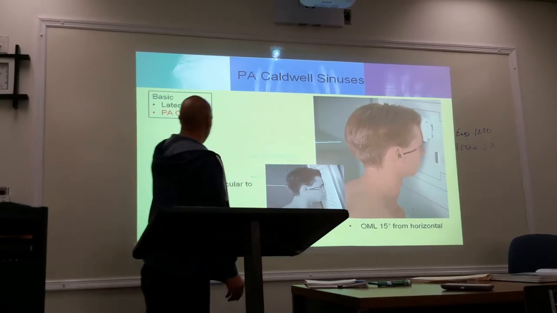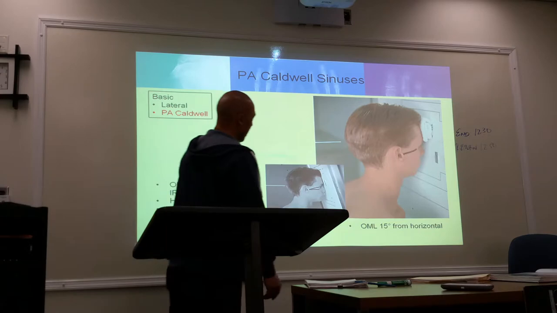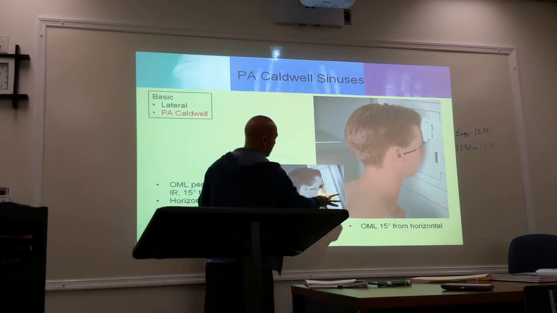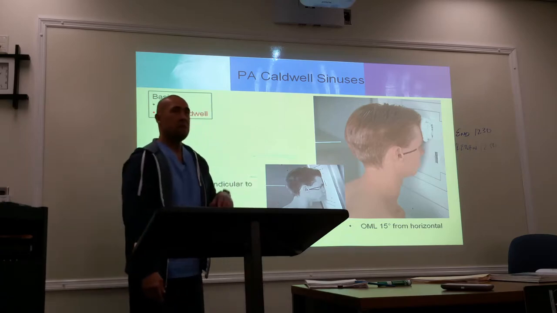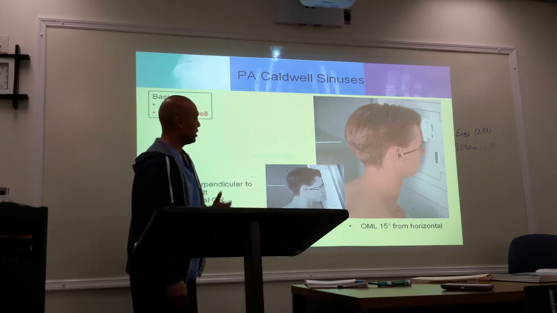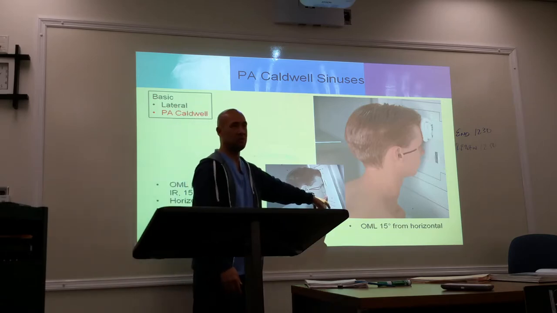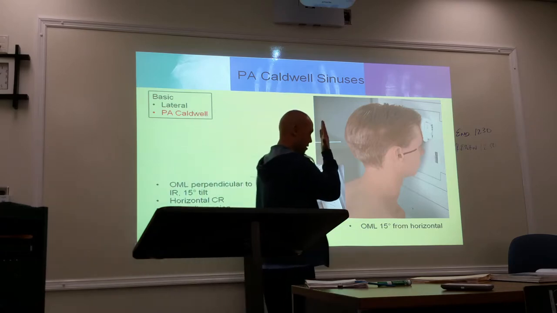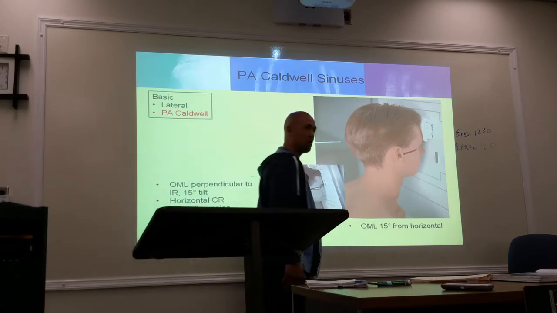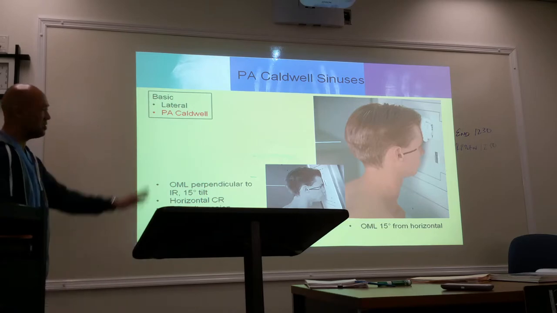So what we're trying to do here is place the OML perpendicular to the image receptor. There is a version where they use a tilt on the wall unit because what they're trying to achieve here is to get the maxillaries as close to the image receptor as possible. Otherwise, what you do is just put them in a straight PA and do your 15-degree angulation towards the feet. So this is just a variation.